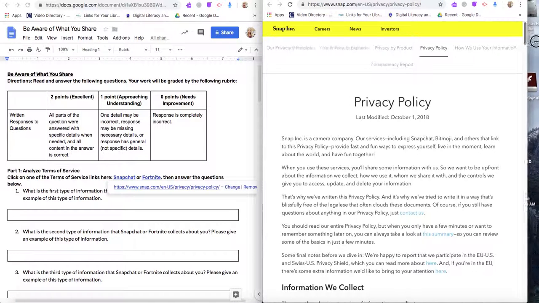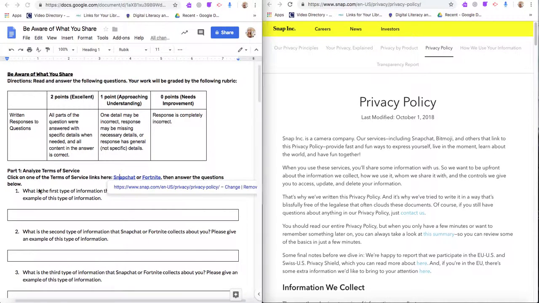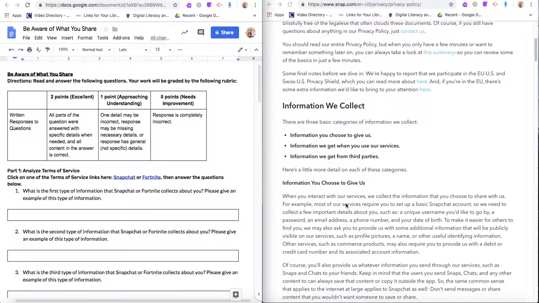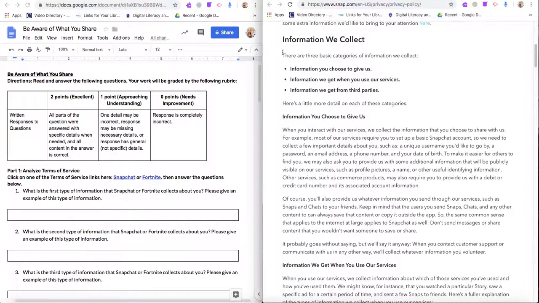So then, as far as the important information, it says, what is the first type of information that Snapchat collects about you? Give an example. If we scroll down, there's three basic categories. So this is important information right here for question one, as well as this sentence right here: username, password, email address, phone number, date of birth.